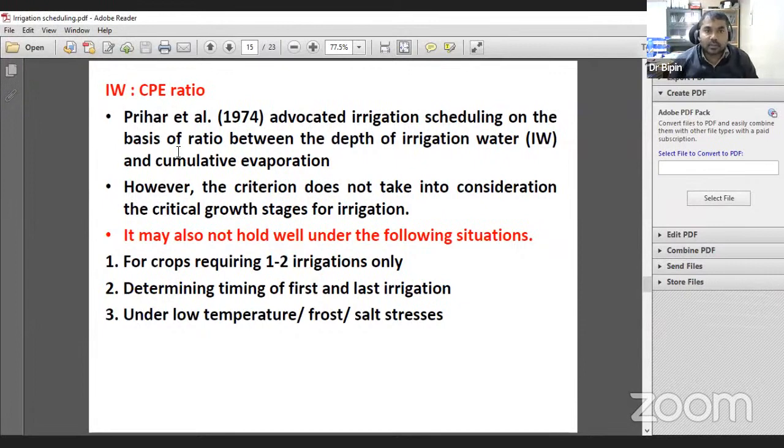This method is also not suitable for some crops, for example crops requiring only one or two irrigations. Determining the timing of the first irrigation and last irrigation is not possible by the IW/CPE ratio. Under low temperature, frost and salt stress conditions, you also cannot use this.